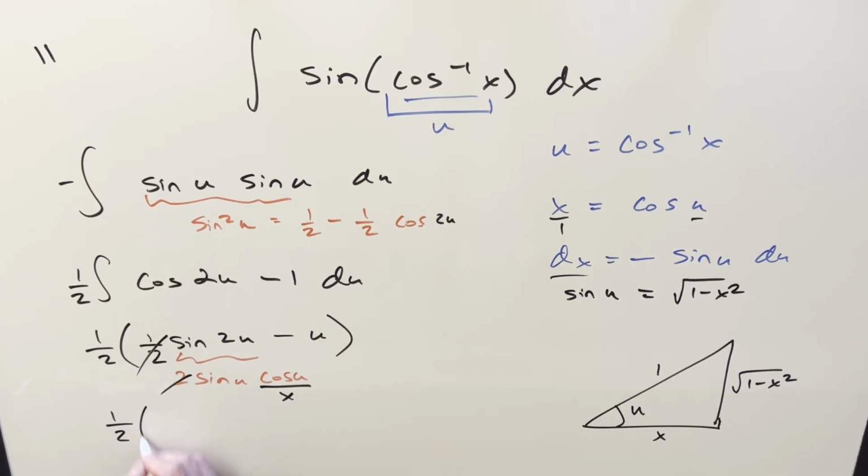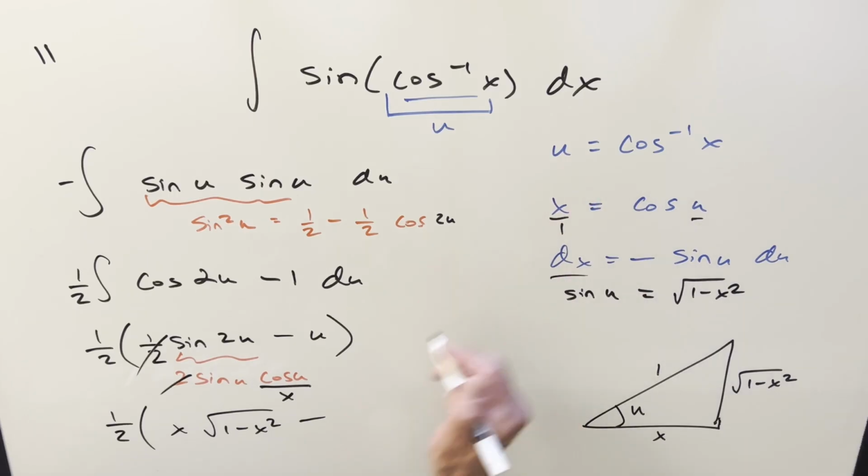We've got 1/2 in front. Sine u is going to be this thing. We'll reorder it, so we'll have it as x for cosine u, square root 1 minus x squared, minus the u value, which is just arc cosine of x, add a plus c on the end, and that's it.